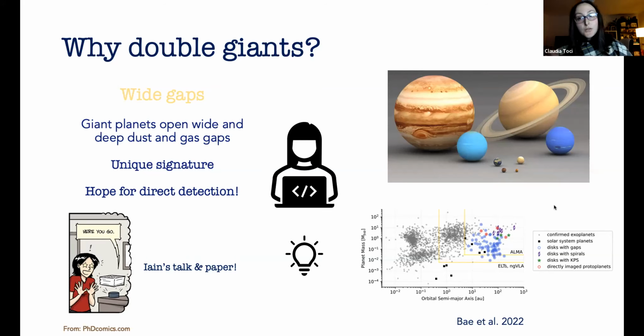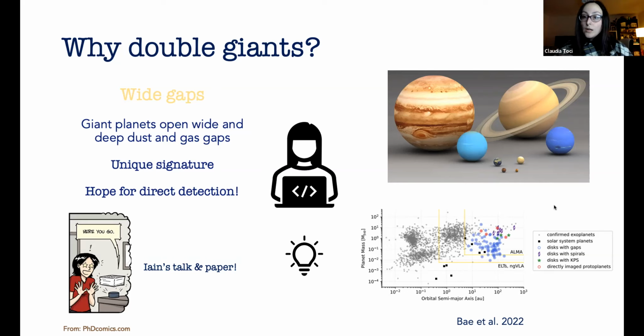And it's also relevant for the formation of our own solar system, because our own solar system has 2 giant planets that, well, they're not as giant as the ones we are revealing, but they are Jupiter and Saturn, and they are very important for the evolution of the solar system itself.